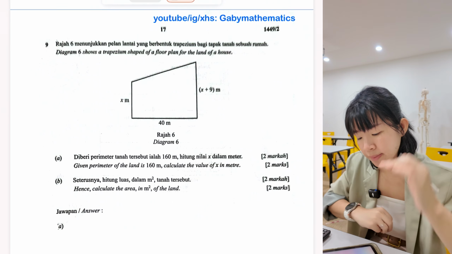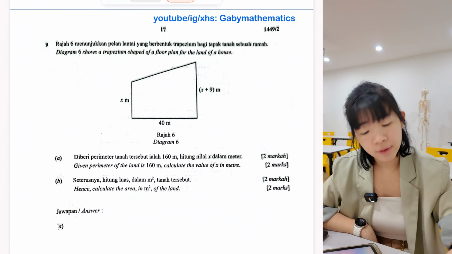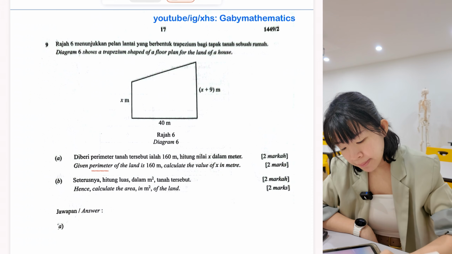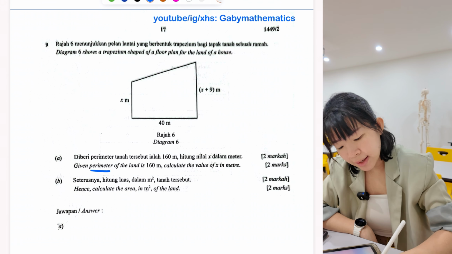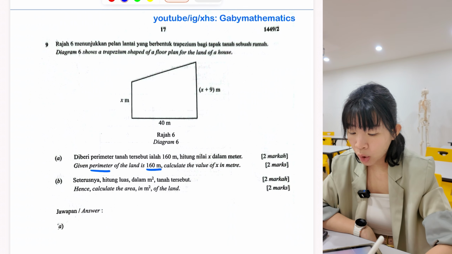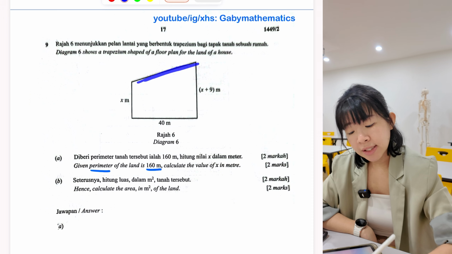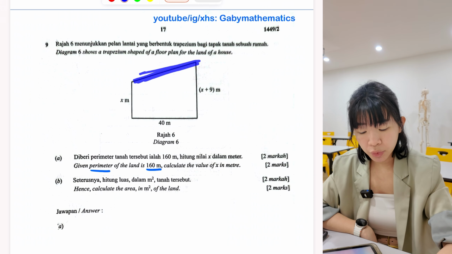Okay, let's look at question number 9. It shows a trapezium shape of a floor plan for the land of a house. Here they say the perimeter of the land is 160. Calculate the value of x. Perimeter means you have to add all the lengths together. But now we don't have this line, so this length is missing. So we need to find this.